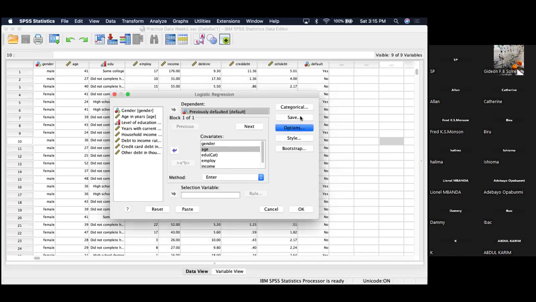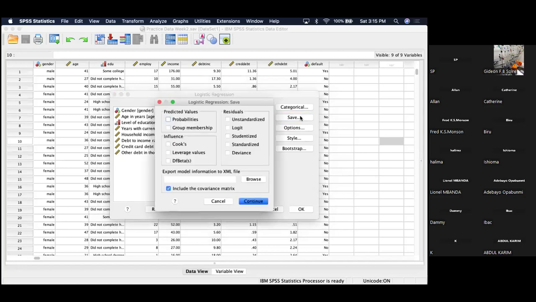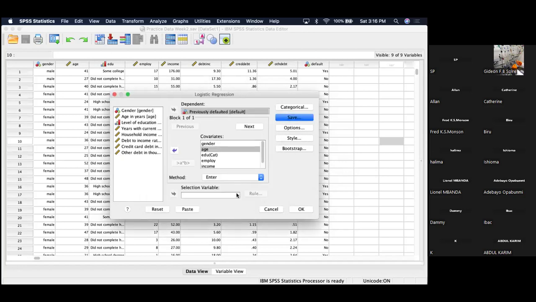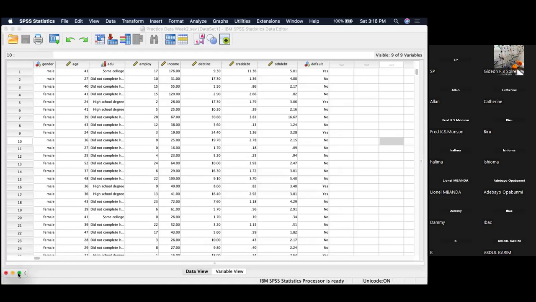If you click on save, what save does is more like you trying to test for the assumptions of binary logistic regression, which we demonstrated some of last week. You're going to see the distribution of the residuals, but we don't need this right now, so we can just leave it out. The rest, you leave as it is, and make sure that your method is on enter. Then you click on OK. Once you click on OK, SPSS does the rest for you.